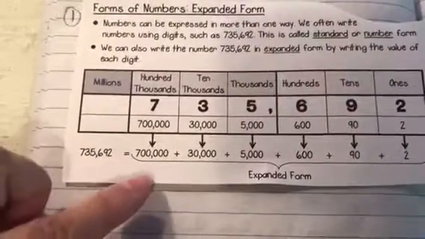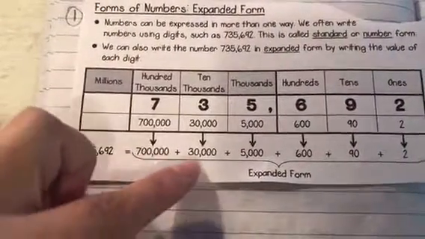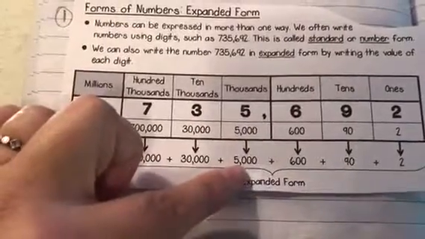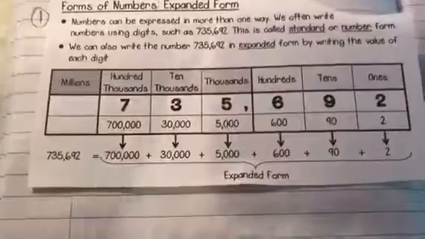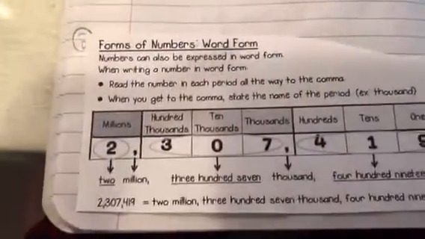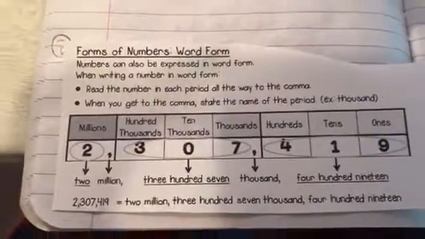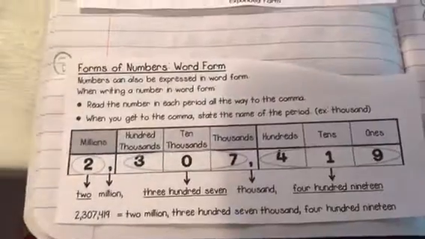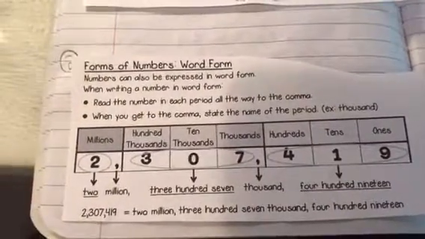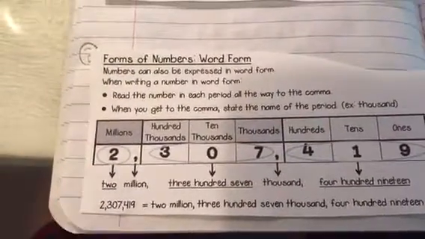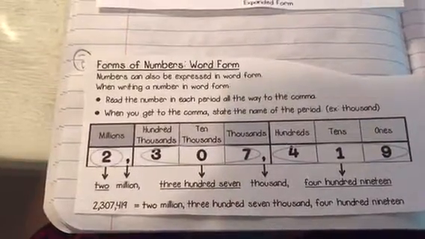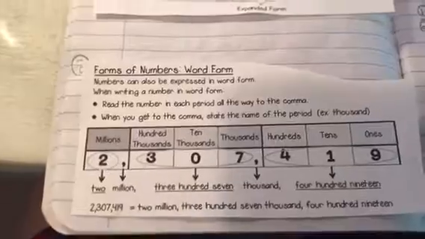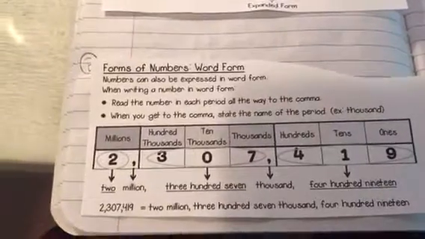So right here is 735,692, and we broke it down to 700,000 plus 30,000 plus 5,000 plus 600 plus 90 plus 2. The next way is word form, and basically word form is just writing exactly how you would read the number. So you would read this number 2,307,419. The trick is learning how to say the number correctly.